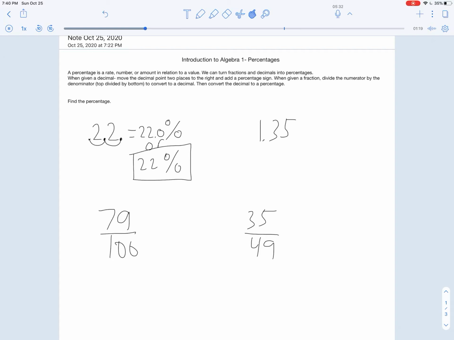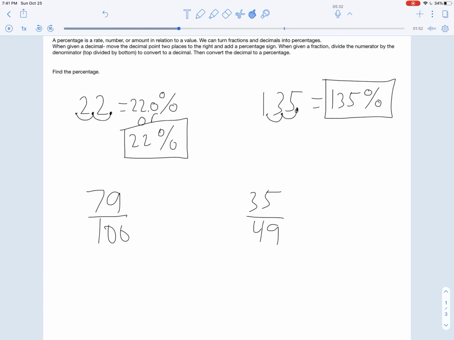We have 1.35, and let's turn this into a percentage. So like all decimals, we simply move our decimal place 2 places to the right. So 1, 2. And that gives us 135%. And when it comes to converting a decimal to a percentage, there's no tricks or anything. You're just constantly moving it 2 places to the right of the decimal you're given.